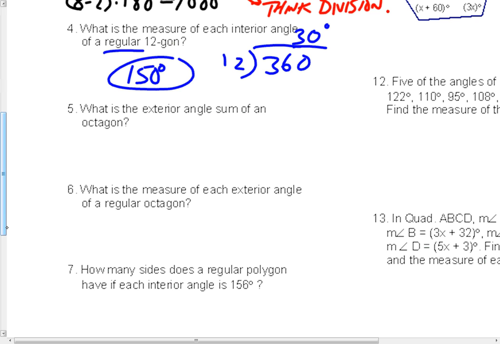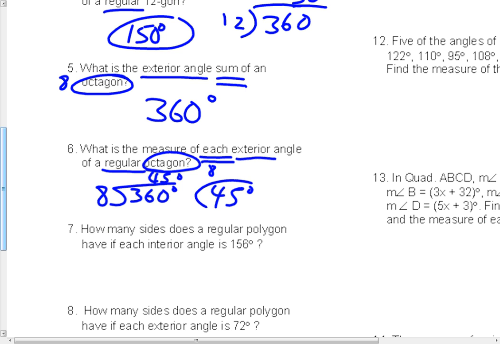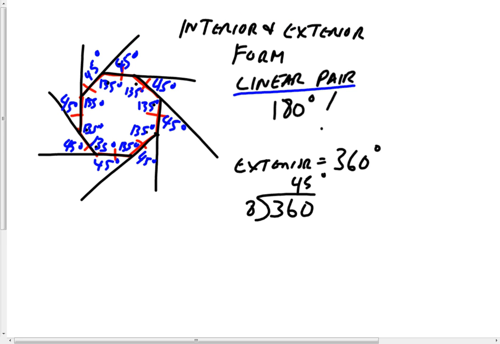What is the exterior angle sum of an octagon? What's the exterior angle sum of any convex figure? 360. Don't overthink these. What's the measure of each exterior angle of a regular octagon? 45 degrees, and that's what we were looking at on the back of this. Right there.